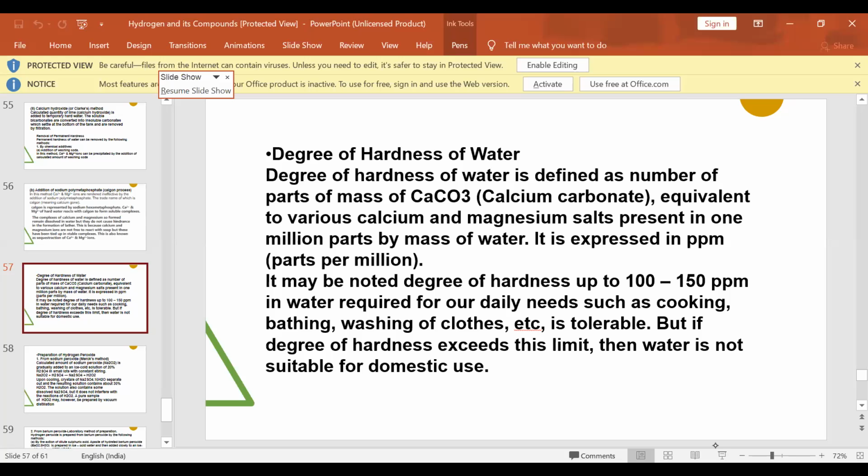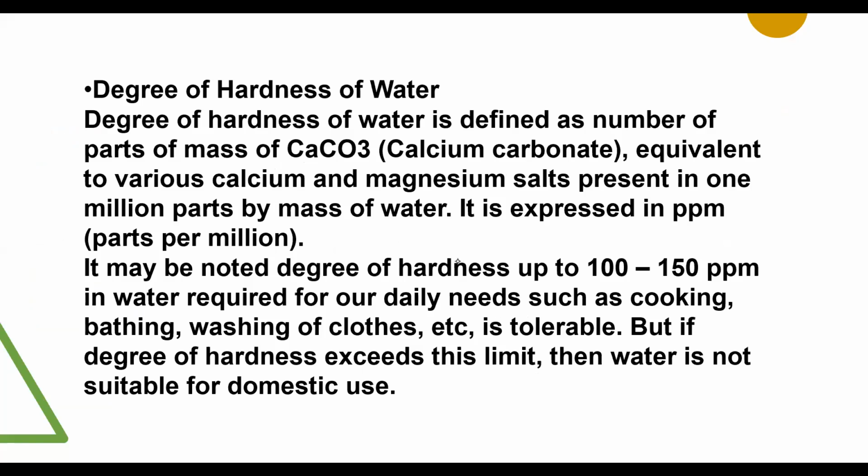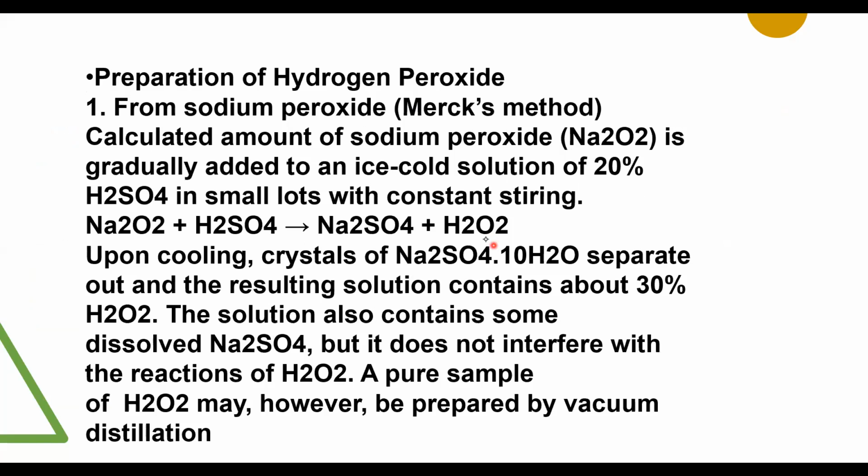Since we have completed degree of hardness of water, the next concept is the very, very important last topic in this chapter, that is hydrogen peroxide, preparation of hydrogen peroxide. This is the last concept in this chapter. Hydrogen peroxide is very, very important. You can expect a question from hydrogen peroxide, and then we'll do the previous competitive questions as well as the summary of the chapter.